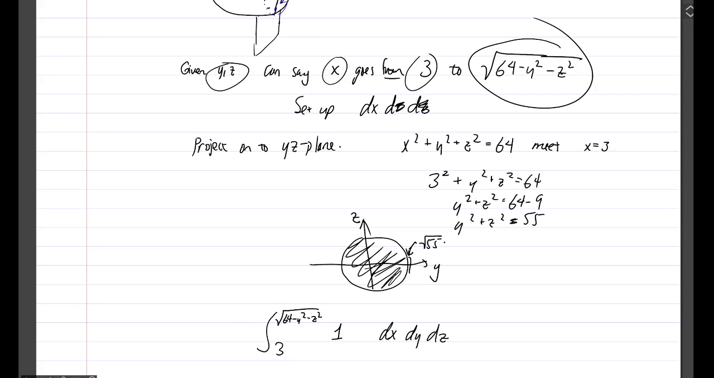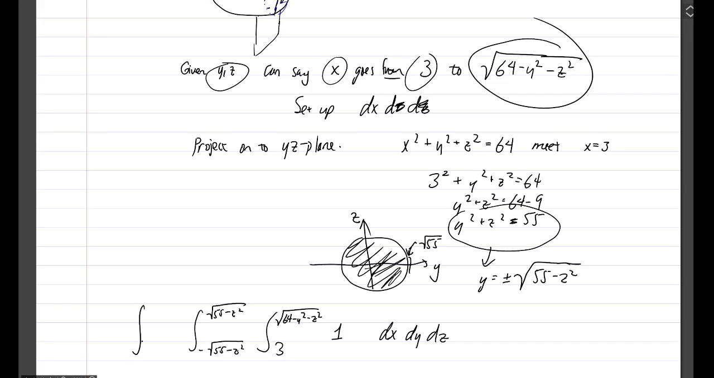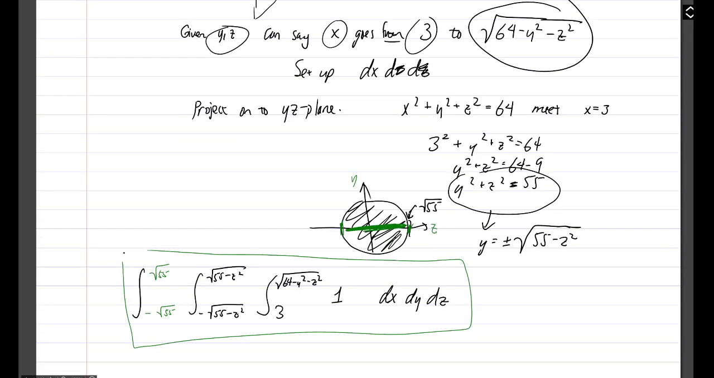Then the y, let's just take this and solve for y. Yeah, so y is equal to plus or minus root 55 minus z squared. So the y goes from negative root 55 minus z squared to positive root 55 minus z squared. And then when you project onto the z-axis, we'll put y here, we'll put z here, you go from negative root 55 to positive root 55. Okay, so there we're done.